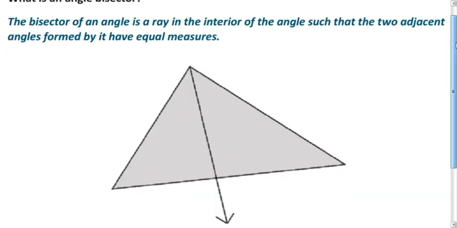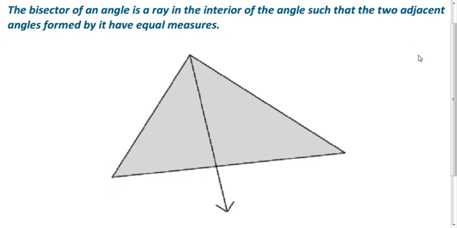So an angle bisector, it's a ray, it could be a segment or a line as well, but it cuts an angle such that the two angles that it forms are congruent to each other. So when we're labeling that in a diagram, you draw those little arcs on there.